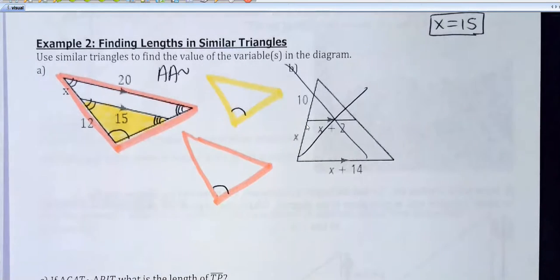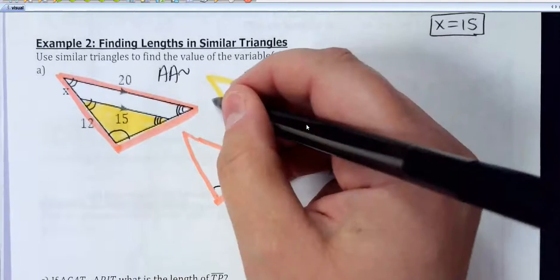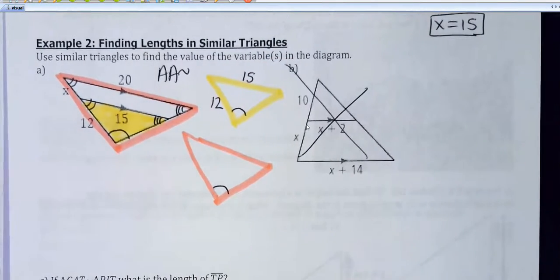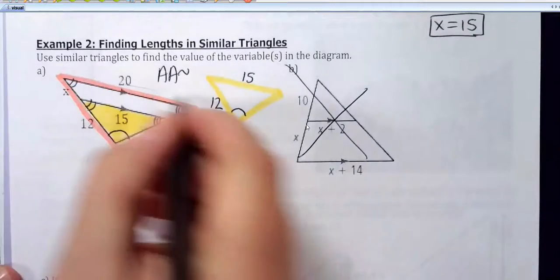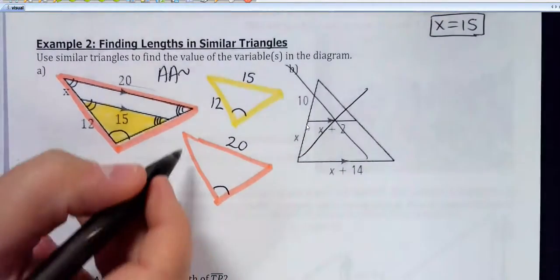So if I needed to defend whether I know these are similar, for sure, by angle-angle similarity. Okay, now here's the tricky part. I'm going to label the little yellow triangle. This side is 15, this side is 12. Now the one I outlined with my orange highlighter, all the way across here, is 20. The side I think is really tricky is this side here.